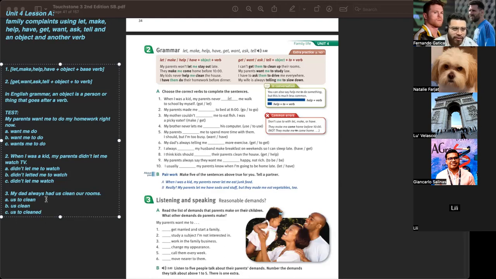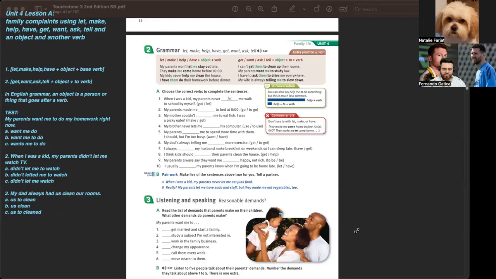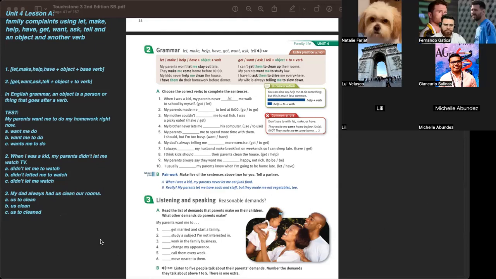Why is letter A not correct, Lily? Because with the verb had, you don't use to. Exactly, to verb. Good. Hold on.